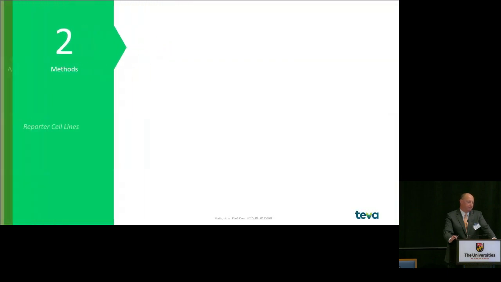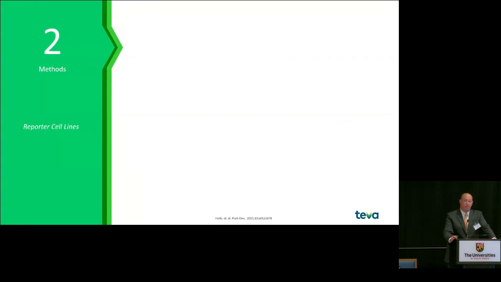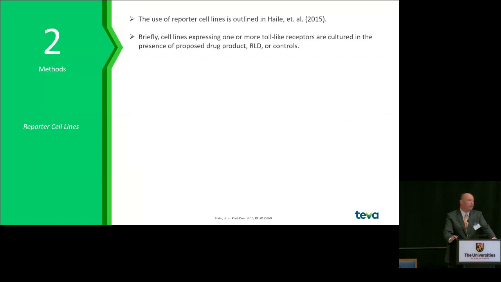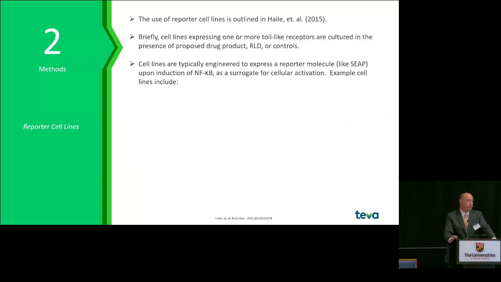Moving on to the methods. I'm going to start by talking a little bit about reporter cell lines. The use of these reporter cell lines, as I mentioned, was outlined in Hale. Briefly, these are cell lines that express one or more toll-like receptors, and they're cultured in the presence of the proposed drug, the RLD, or controls. These cell lines are typically engineered to express a reporter molecule, such as secreted alkaline phosphatase, and upon induction of the NF-kappa B. And that's a surrogate for cellular activation.